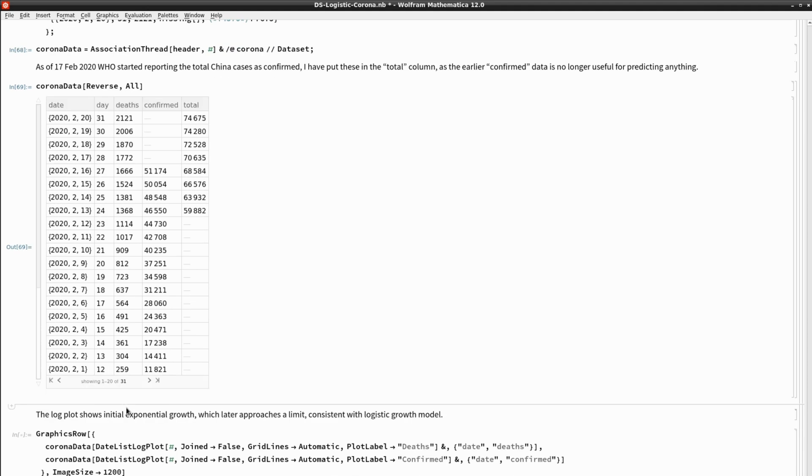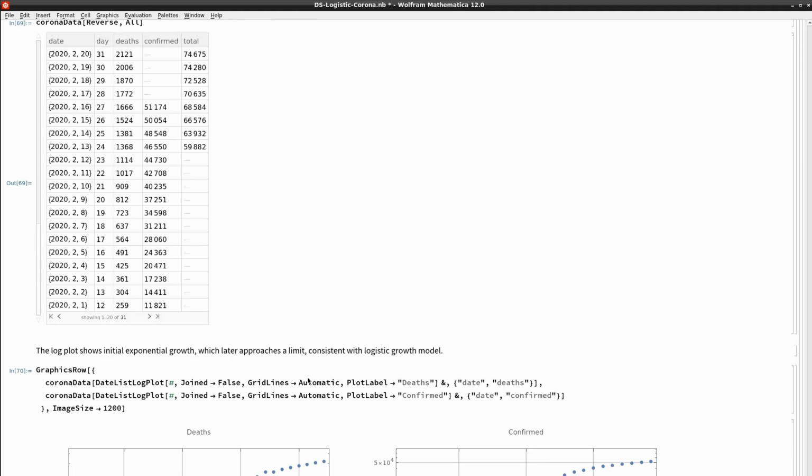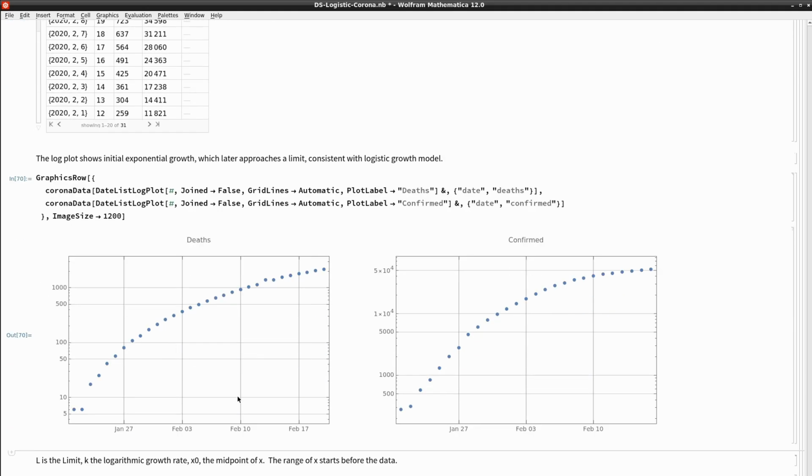I'll be doing a few. So the log plot shows the initial exponential growth, which later approaches a limit consistent with the logistic model. If we look at this, and again note that this is a log plot, I use two log plots, look at the y-axis, we see that we have the exponential growth here, which is consistent with our logistic model.